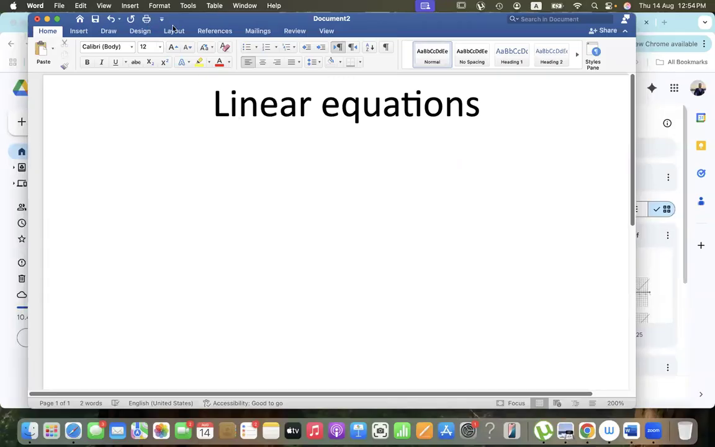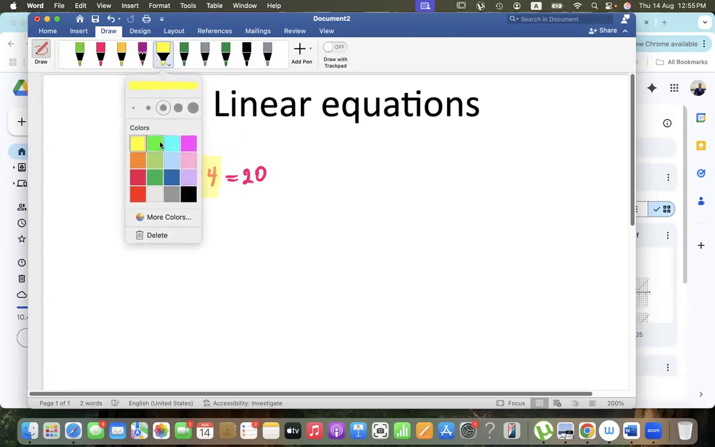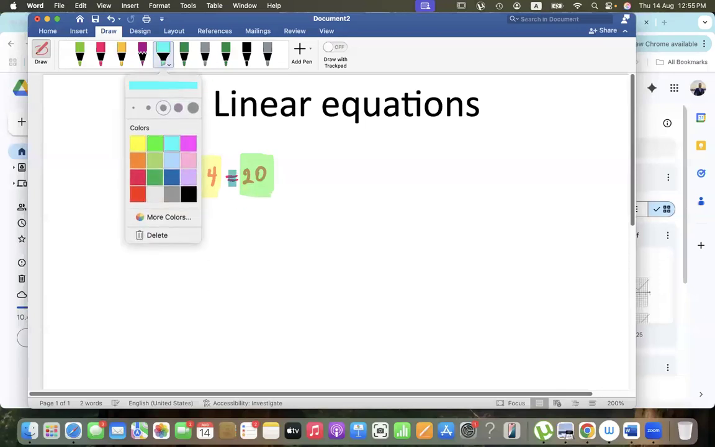In our lesson today, we are going to explain linear equations. For example, we have x plus 4 equals 20. As you can see in the equation, we have two equal sides, left side and right side, and in the middle, we have the equal sign.